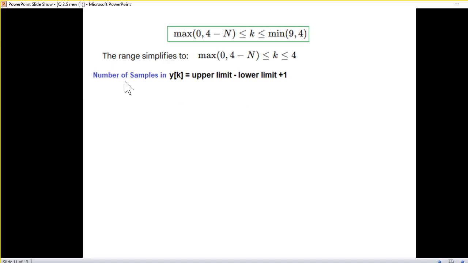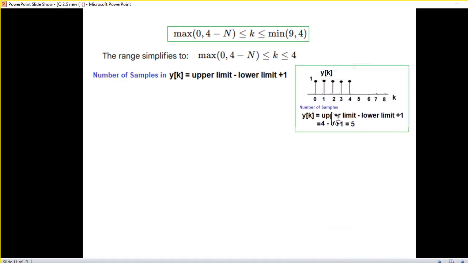Now the number of samples of yk is upper limit minus lower limit plus 1. This is one formula, which you can easily derive if you just take any diagram, take this diagram. Now you can see this has 5 samples. And how did we get these 5 samples? We are taking the upper limit minus the lower limit, 0, and plus 1. So upper limit minus lower limit plus 1 makes it 5.